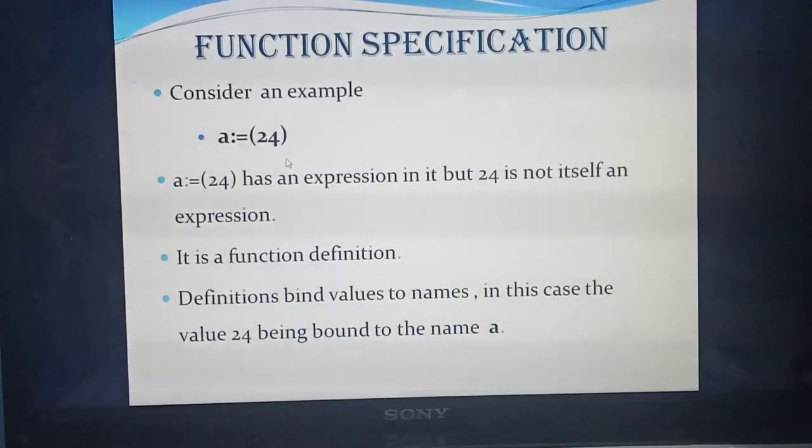What's the meaning of this? When you see an expression like this, what do you need to write? The value given at the right side is bind to the variable at the left side. This is the answer, see. So if the question is given like this, you need to write the answer like this: value 24 is being bind to the name a. Sometimes they will give x colon equal to 10. What will you write? Value 10 will be bind to, or bound to, the variable name x. Understood the concept? From here they will ask 1-mark or 2-mark questions. So I am going very slowly.